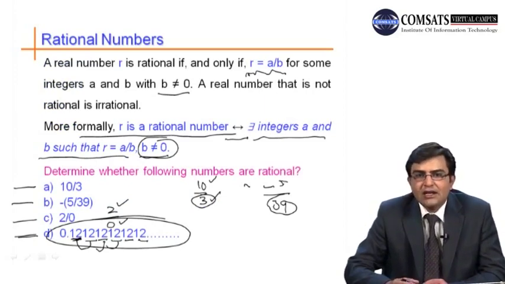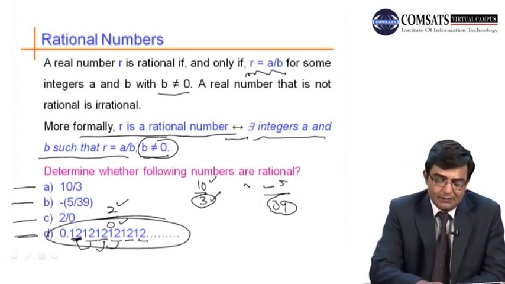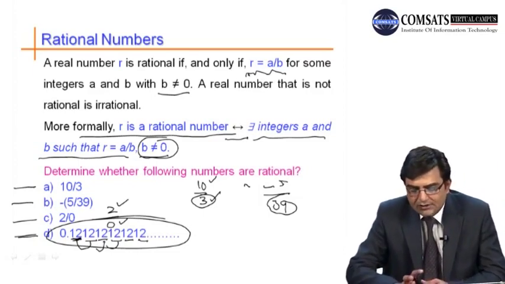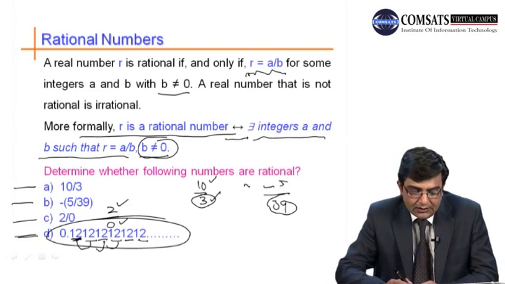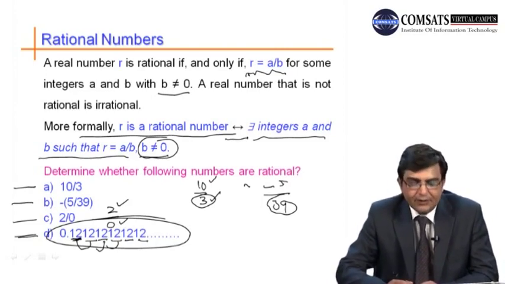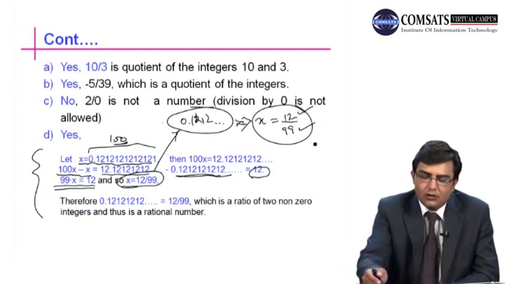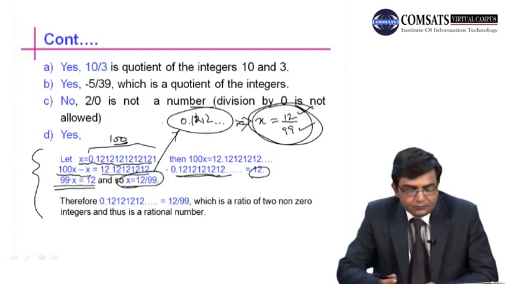We can do this only when the sequence of numbers in the decimal number repeats, as here 0.1212 and so on, where 1 2 repeats. Numbers in which any particular sequence or pair of numbers repeats are also rational numbers, and we can convert these numbers into the usual quotient form of rational numbers, 12 by 99, as we have transformed this number.